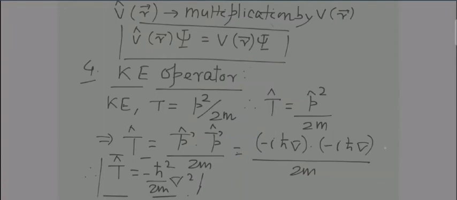What will you get over here? You will simply get plus i square h cut square del square, divided by 2m. Now when the square of iota is taken, it becomes minus 1. So this i square will be replaced by minus 1, and you will get the expression given here. So your kinetic energy operator looks like minus h cut square by 2m del square.